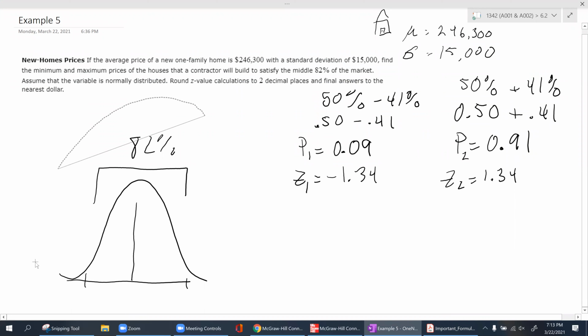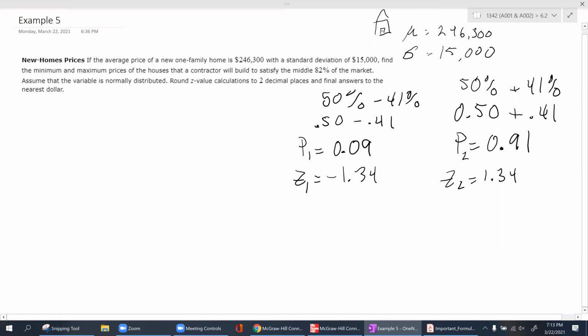So now, what are we finding? What we need to find here is my X value. How do I know that? Because they wanted me to find the minimum and maximum prices of the house that a contractor would buy. So let's find Z1.